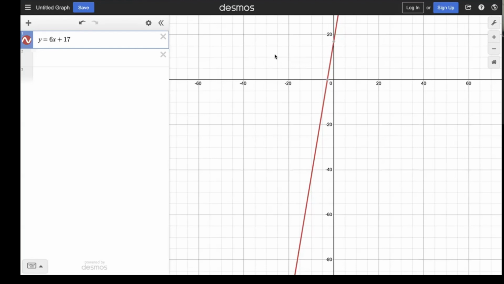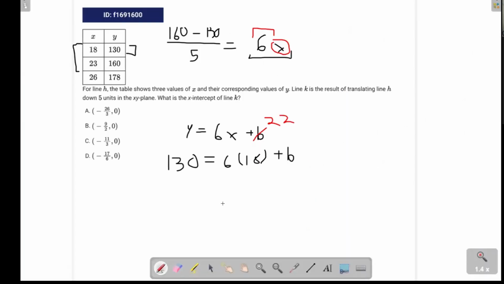That's the way to use Desmos, which I find easier. But you're going to see that our new x-intercept is going to be at negative 2.833. And what you're going to do here is just divide each value and figure out which one gives you negative 2.833.